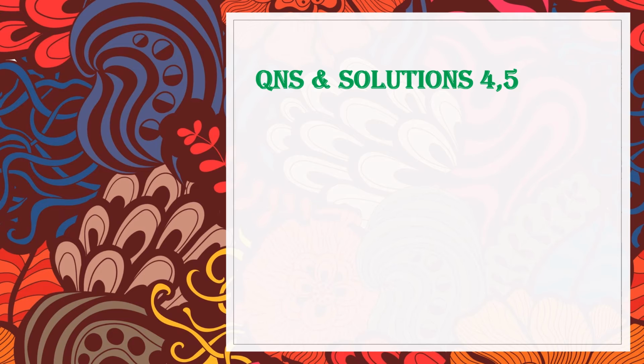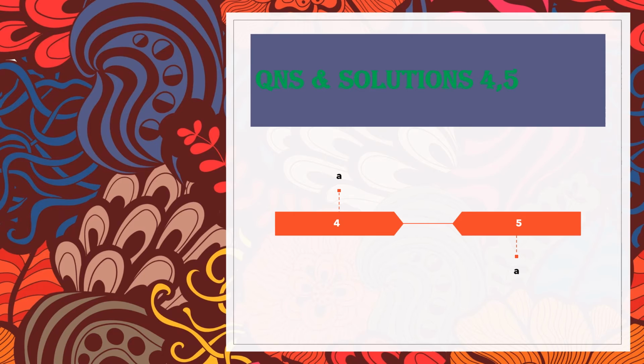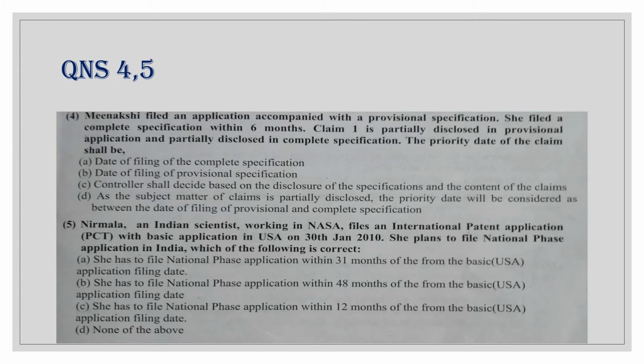Now we will go to question number 4 and 5 and the solutions. Okay. Let us see. Question number 4, we can say that the correct option is A. And for question number 5, the correct option is A. So now we will go for the questions because we are approaching backwardly.